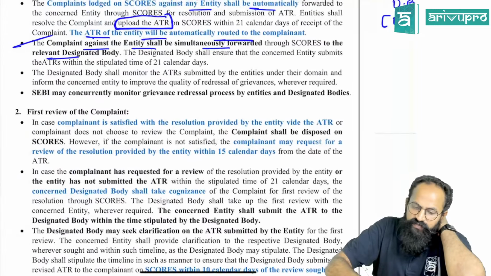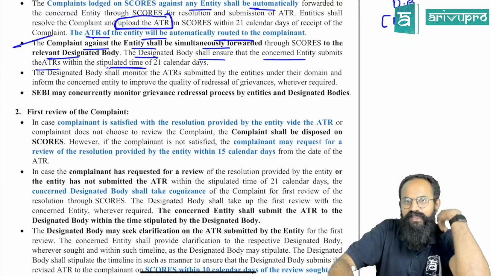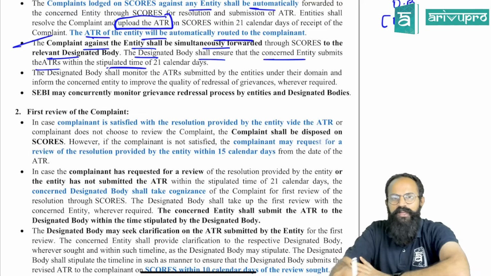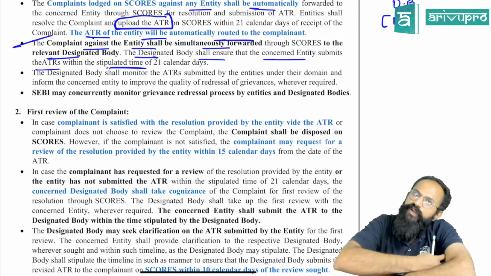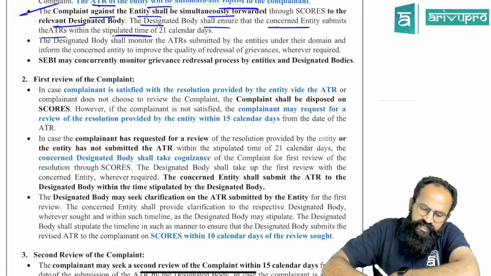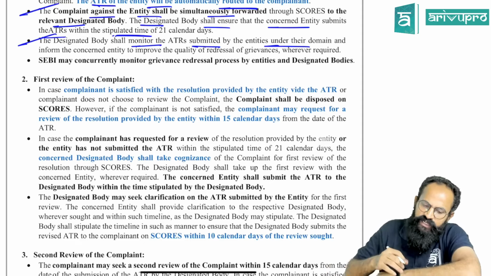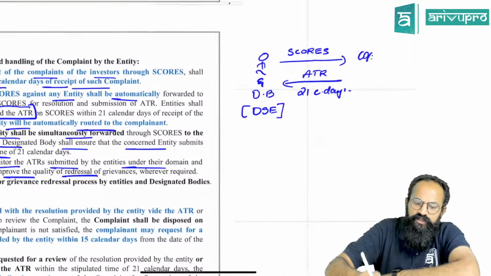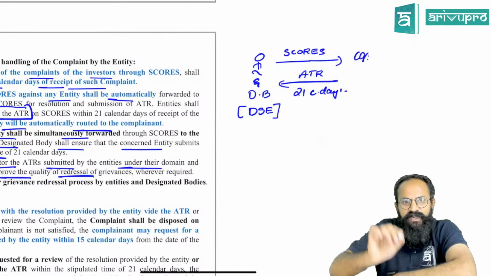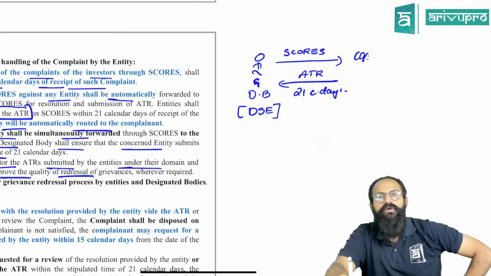The designated body shall ensure that the concerned entity submits the ATR within the stipulated 21 calendar days. The first eye is always looking at it. The designated body will make sure you reply to this complaint within 21 calendar days. The designated body shall monitor the ATR submitted by the entity under their domain and inform the concerned entity to improve the quality of redressal. They are telling that the designated body will be monitoring this. If you're missing the deadline or guideline, I'll be telling you that you're missing it.